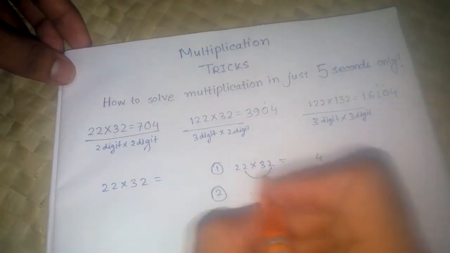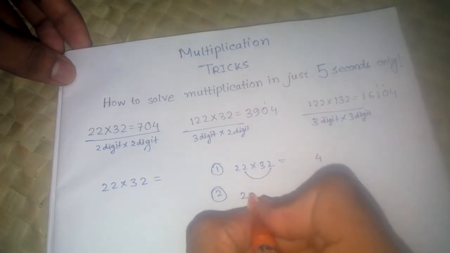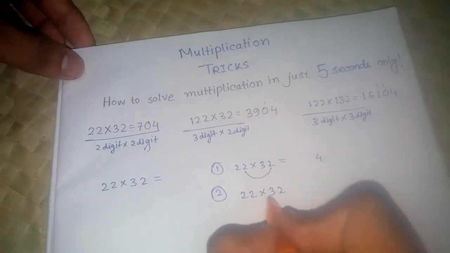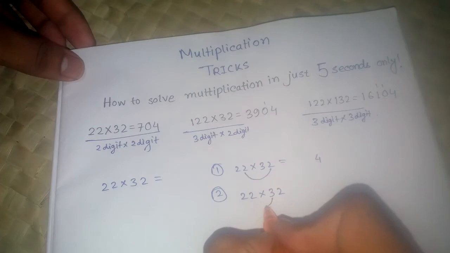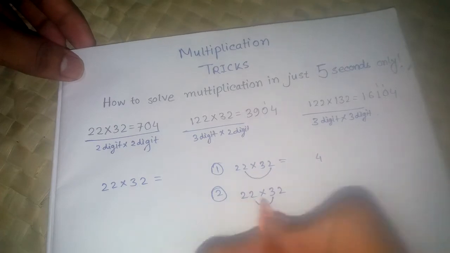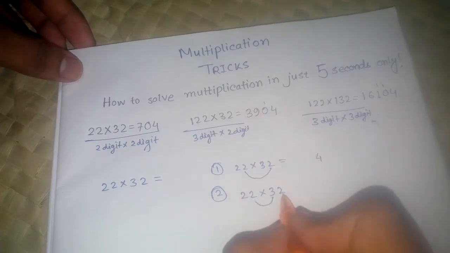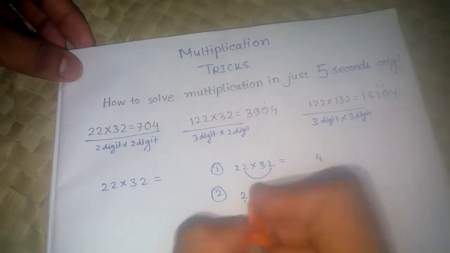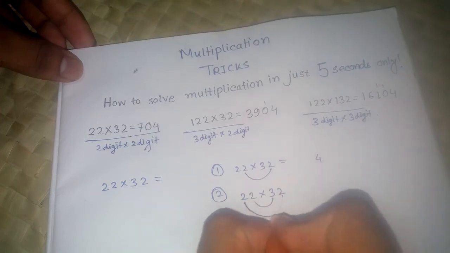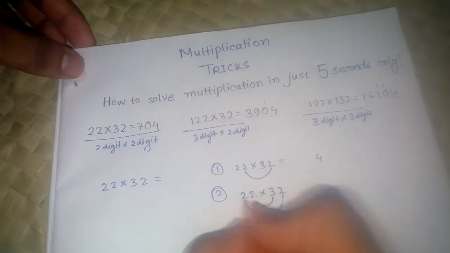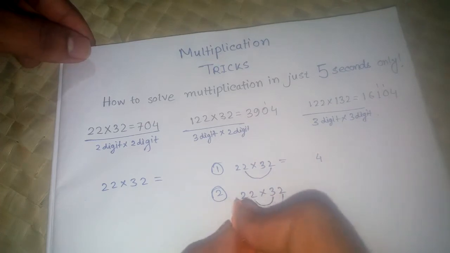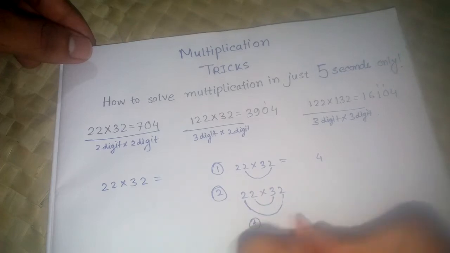Then in our second step, what we will be doing, 22 cross 32, we will take the first digit of this number and we will multiply with the last digit of this number, okay? And again we will take the last digit of this number and we will multiply this with the first number. So the first number with the last number and the last number with the first number, right? And then we will add it up.